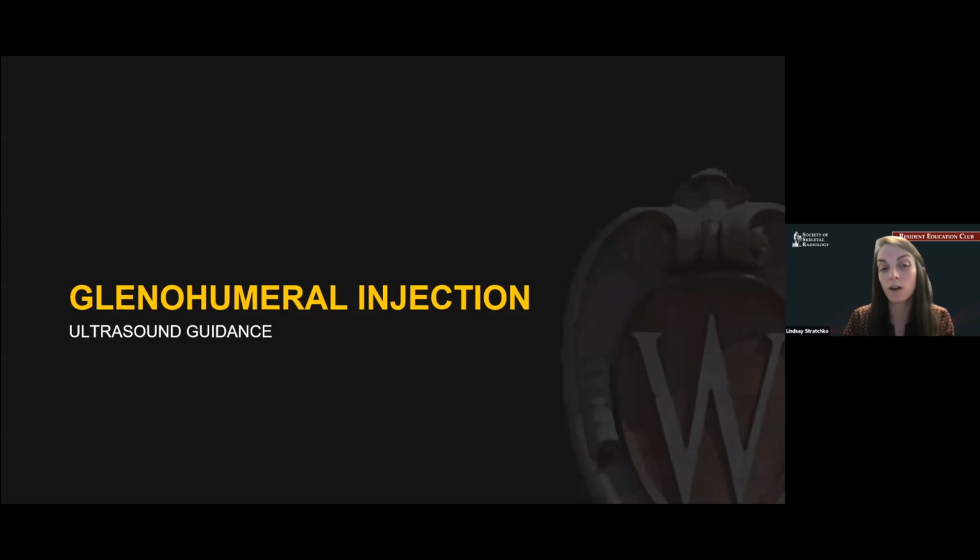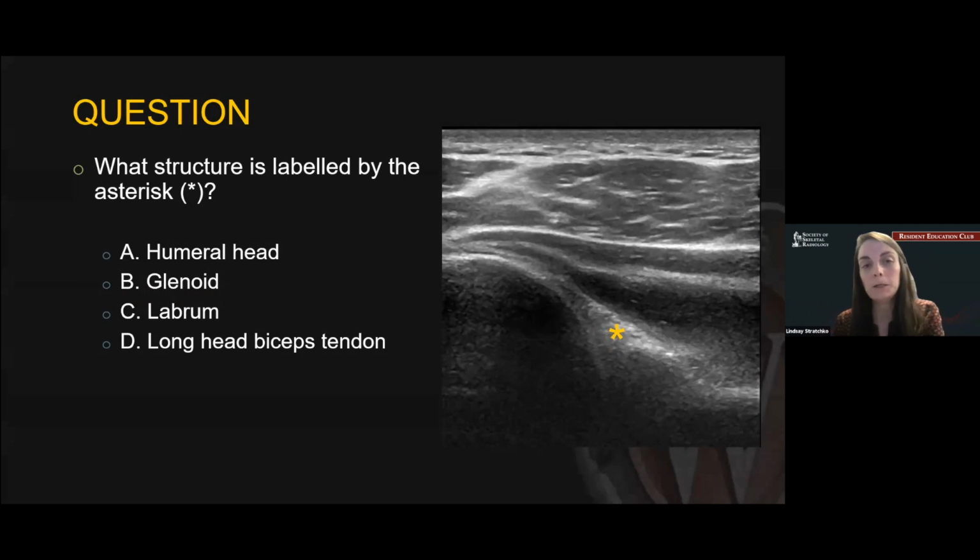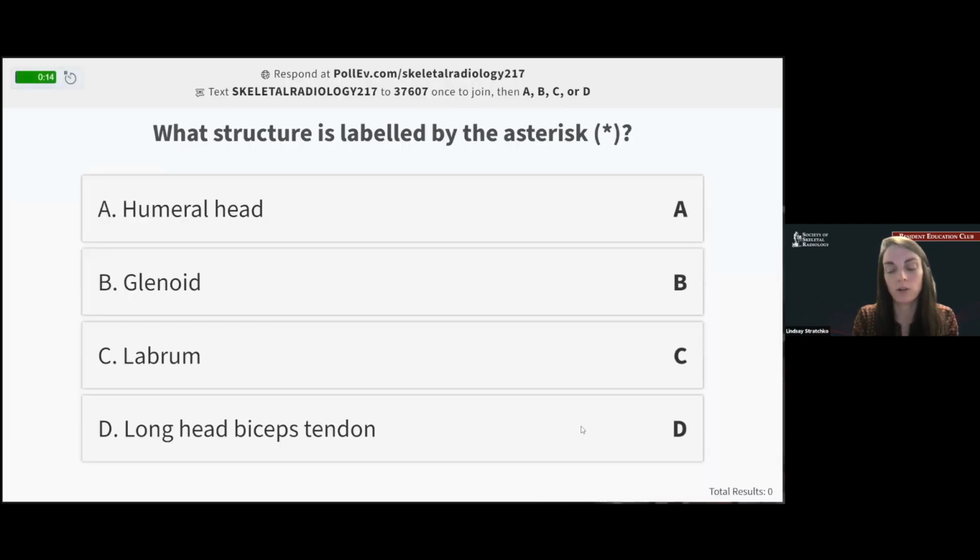All right, so moving away from fluoroscopic guidance to ultrasound guidance, we'll take a look at glenohumeral joint injection technique. We're going to look at anatomy first, and I'd like to know what the structure labeled by the asterisks here is. We have the humeral head, the glenoid, the labrum, or the long head biceps tendon. We don't have the image here, but you can go ahead and put your answers in.